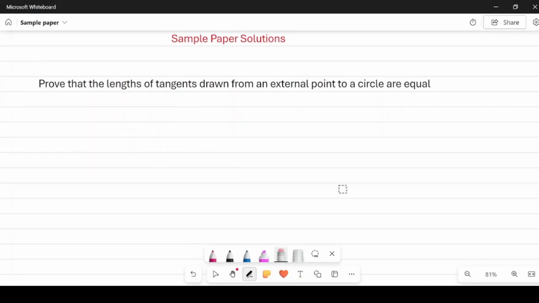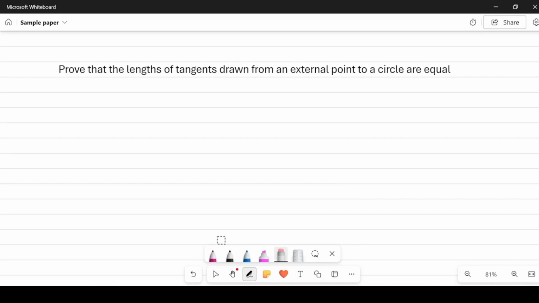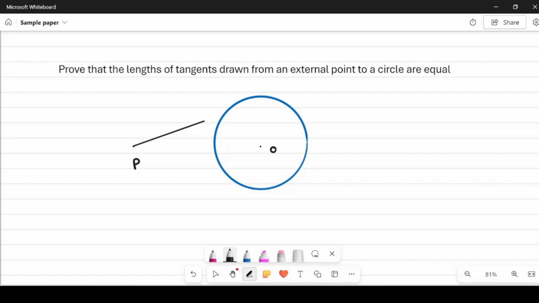So okay, let's draw a circle. Let's say we have a circle with center O. Let's say this is the exterior point P. Draw tangents from this exterior point. So we can draw two tangents from an exterior point to the circle, and these are the tangents, right? Let us say PX, PY are the tangents.